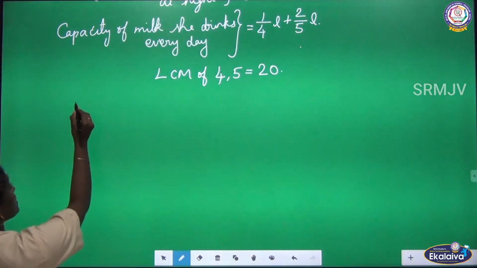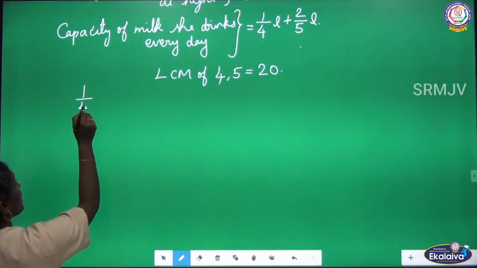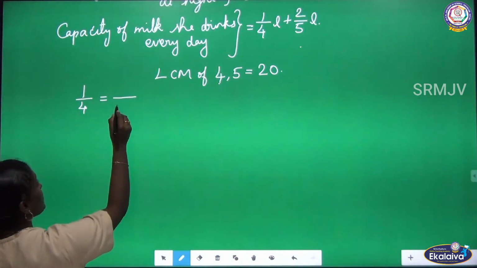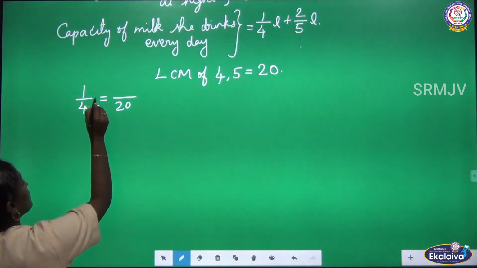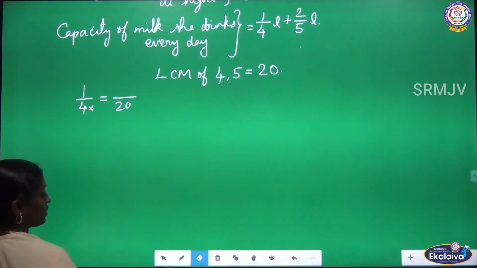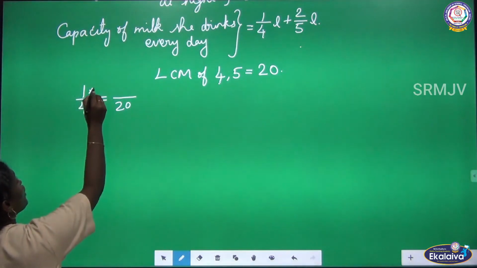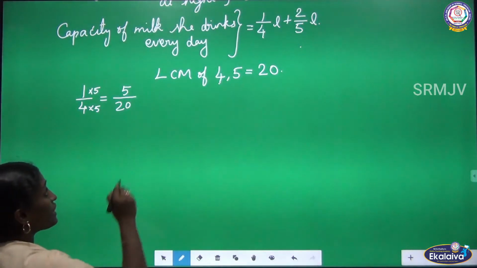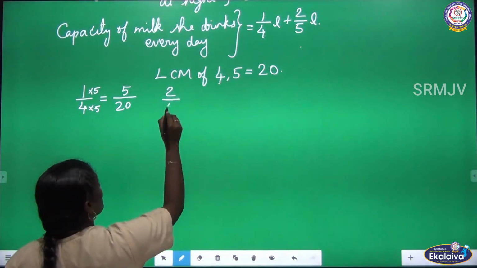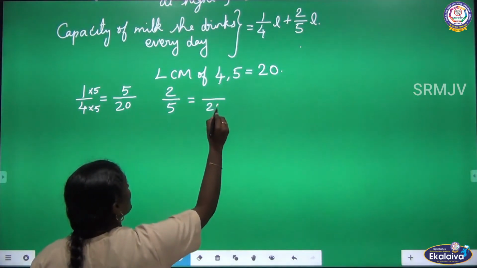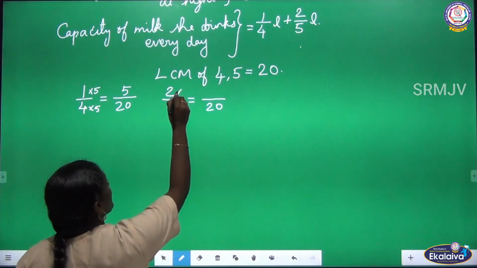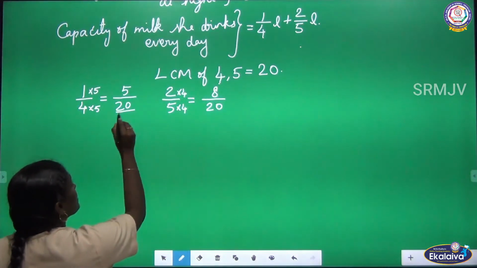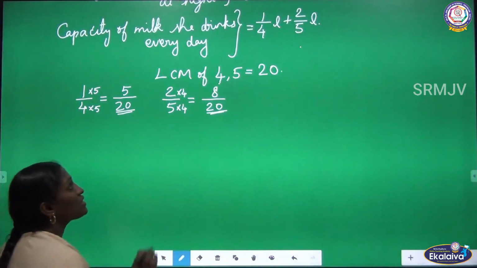So the first fraction is 1 by 4. We have to convert the given fractions with the denominator 20. So 1 by 4. In 4 table, when you will get 20? 4 5s are. Isn't it? So we have to multiply the numerator by the same number. 1 into 5, 5. So the first fraction is 5 by 20 and the second fraction is 2 by 5. Here in 5 table, when you will get 20? 5 4s are. So we have to multiply the numerator by the same number 4. 2 4s are 8. So the first fraction is 5 by 20. The second fraction is 8 by 20.